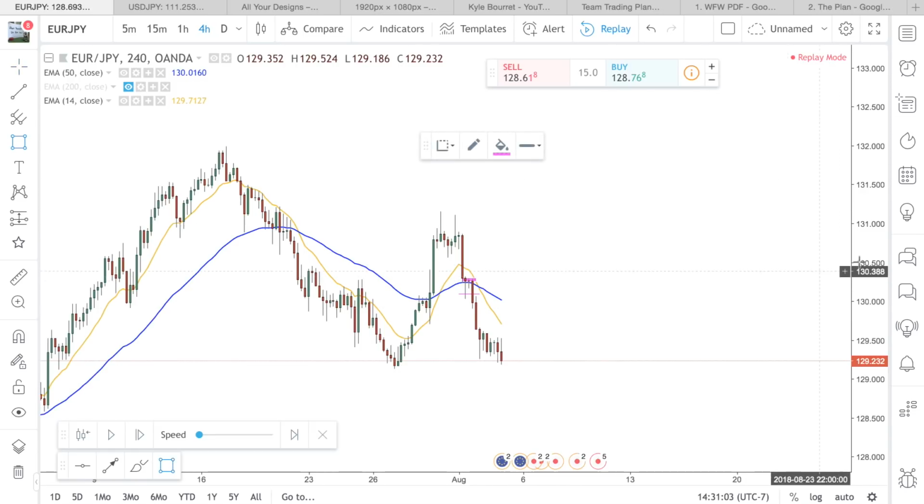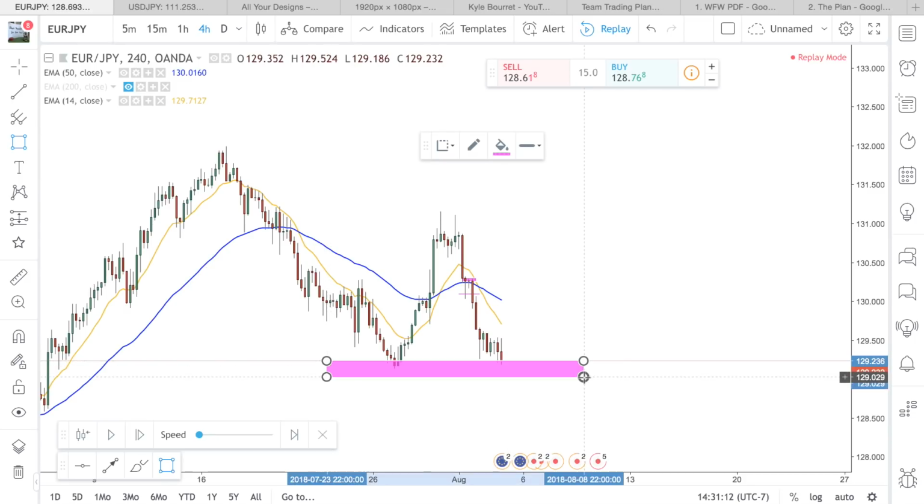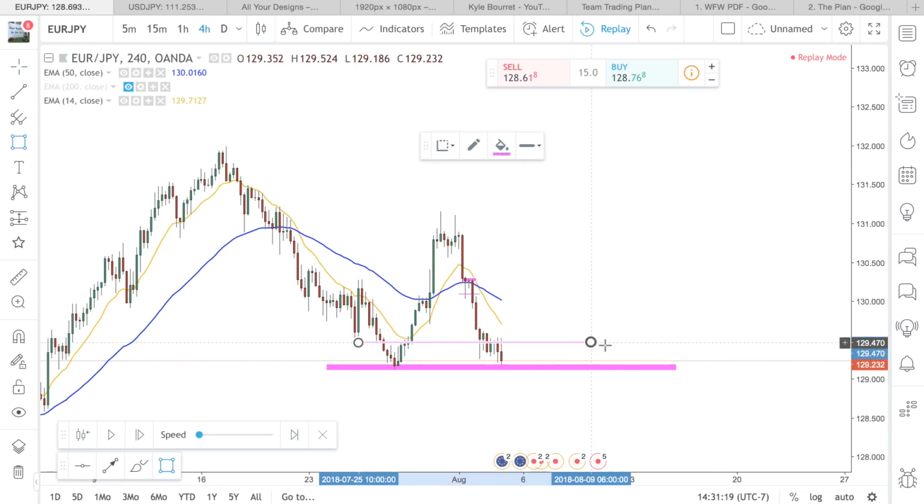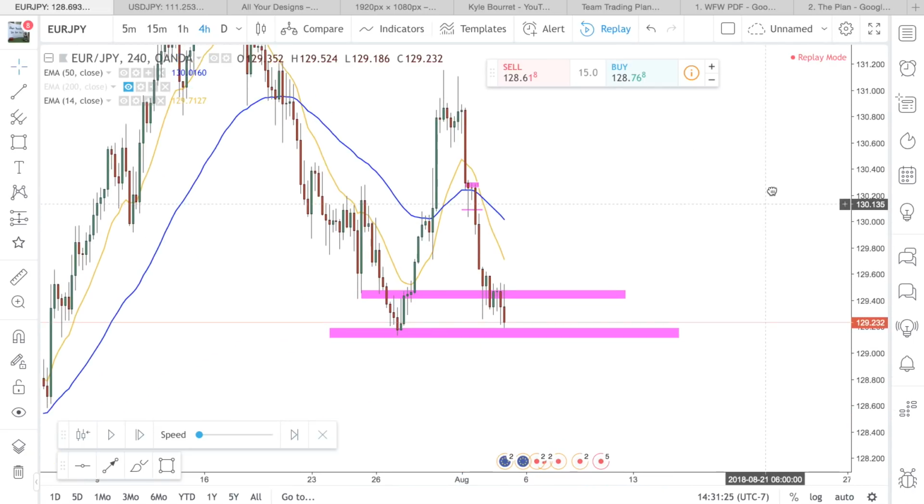Okay, guys, I've got a couple pairs up. We can go through 20 pairs, but I have two in particular because I trade these pairs: Euro Jappy, and I also have USD Jappy. What I have here is the 4-hour time frame.